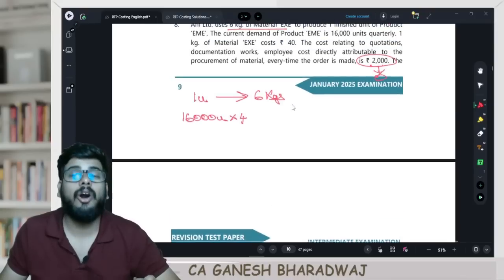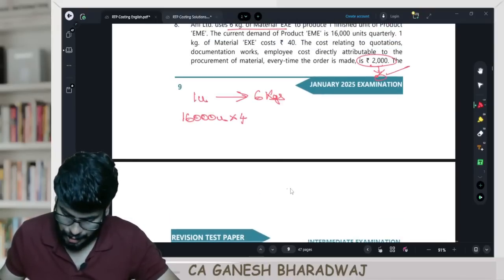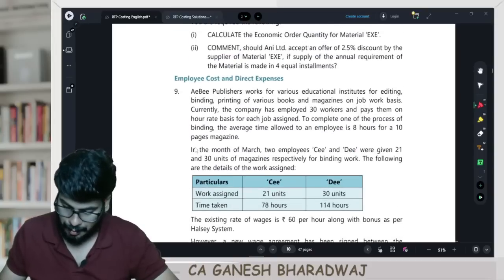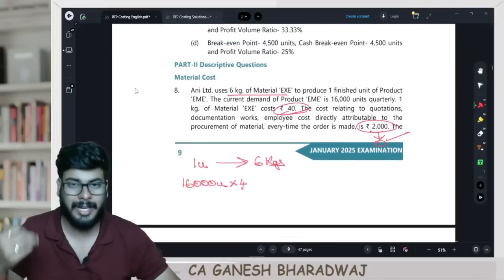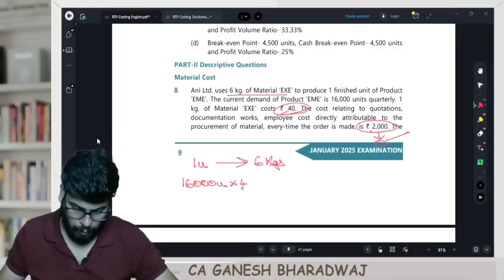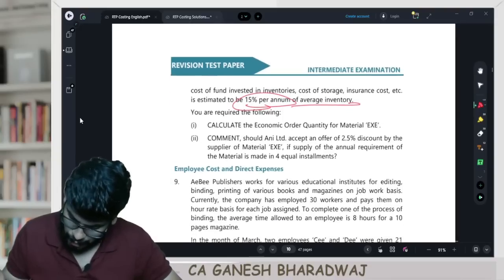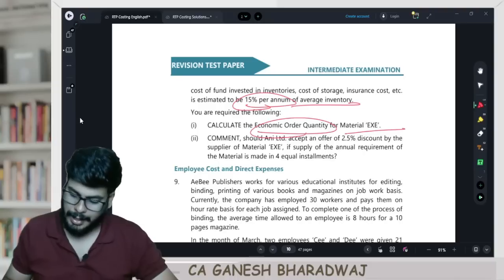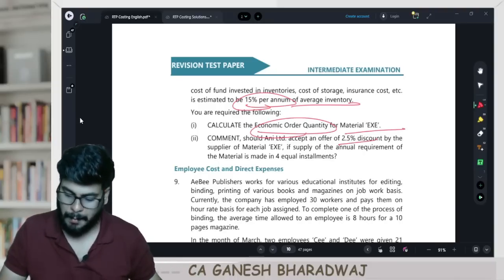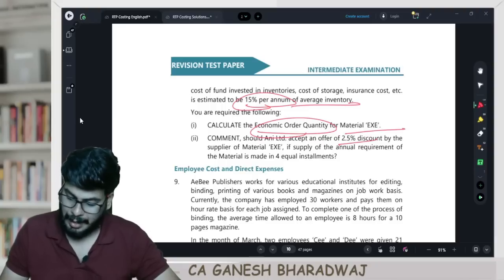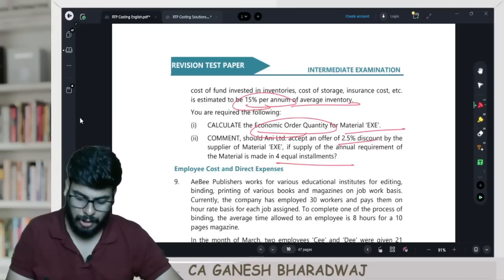So basically the ordering cost is given as 2,000 rupees. Carrying cost per unit per annum is given as how much? It's given as 15% per annum. So basically you apply this 15% on 40 rupees, you get your carrying cost per unit per annum. Fine. So in this question, what have they asked for here? Calculate the economic order quantity for material EXE and comment, should Anil Limited accept an offer of 2.5% discount by the supplier of material EXE if the supply of annual requirement of material is made in 4 equal installments. So this is all they've asked for, right?